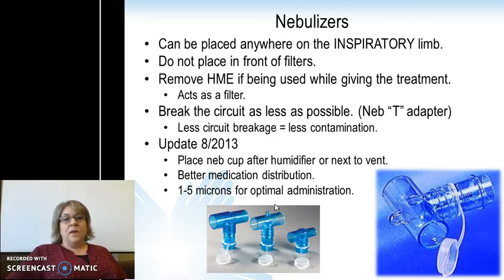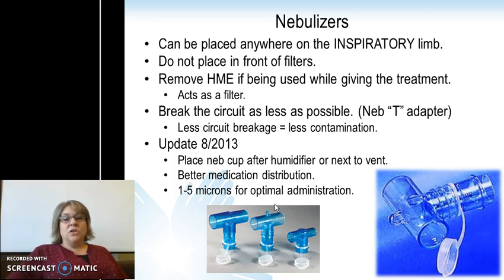Nebulizers. Nebulizers can be placed anywhere on the inspiratory limb. You do not want to place them in front of filters, as the filter will filter out any of the medications that are being delivered. You also need to remove the HME if they are using one while giving the treatment, as it does act as a filter. We want to try to break the circuit the least amount of times as possible.